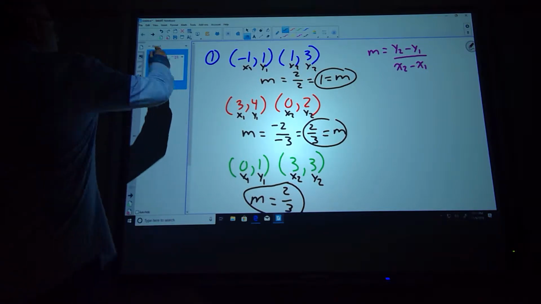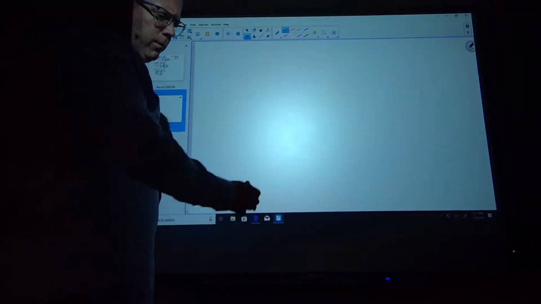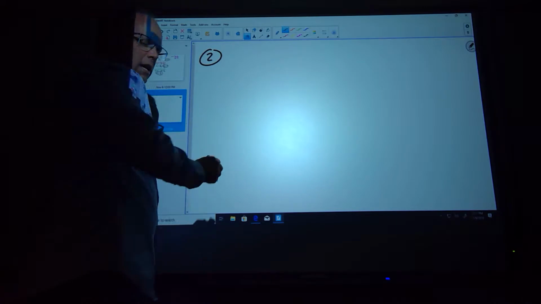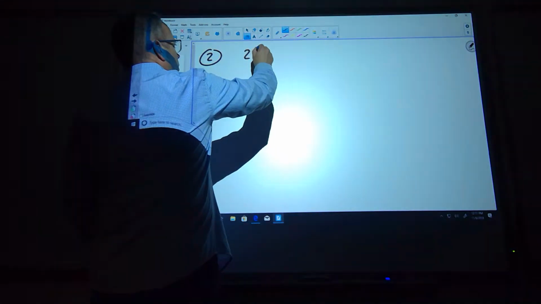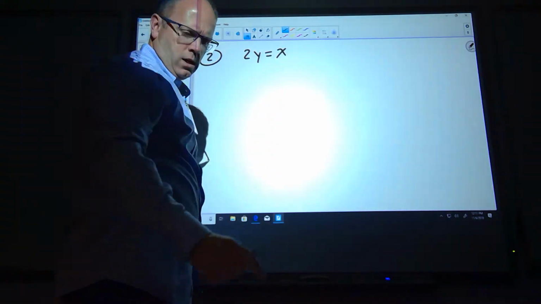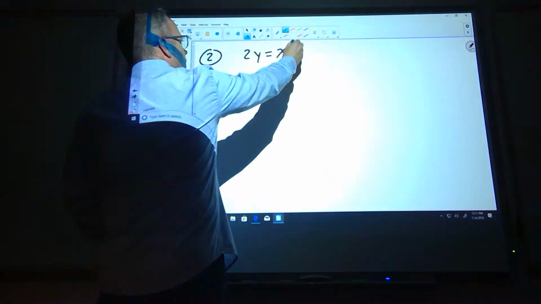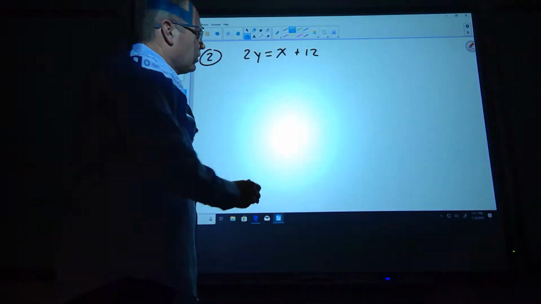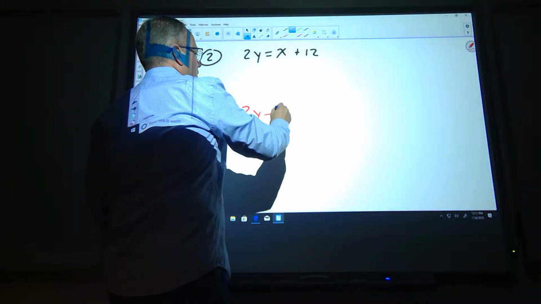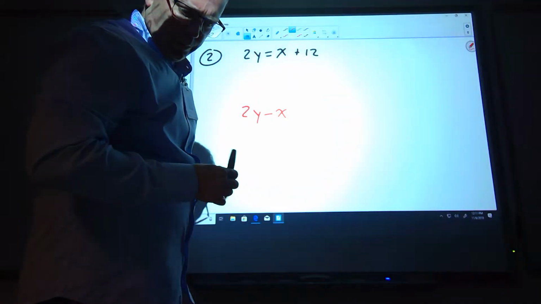All right, so moving on to number 2. They gave us this equation. We have 2y equals x plus 12. So there's one equation. And then another one is 2y minus x equals 5.